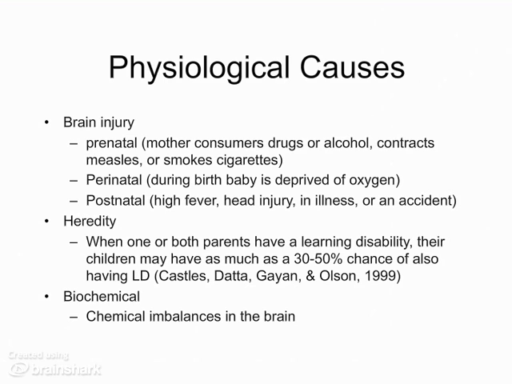As far as heredity goes, when one or both parents have a learning disability, their children may have as much as a 30 to 50% chance of also having a learning disability. And for biochemical causes, this is a result of chemical imbalances in the brain.